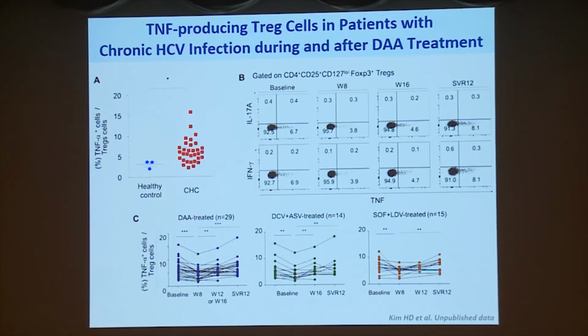before DAA treatment, chronic HCV infected patients have an increased frequency of TNF-alpha positive Treg cells. But after starting the DAA treatment, the frequency of the TNF-alpha positive Treg cells transiently decreased. But after stopping the treatment, after they achieved SVR, the frequency of TNF-alpha positive Treg cells increased again, and it was not normalized, even after successful DAA treatment. So we don't know yet the clinical significance of this phenotype.